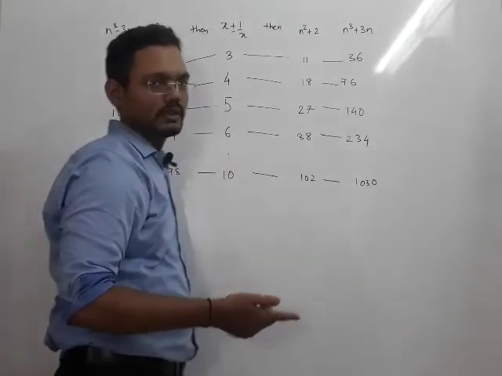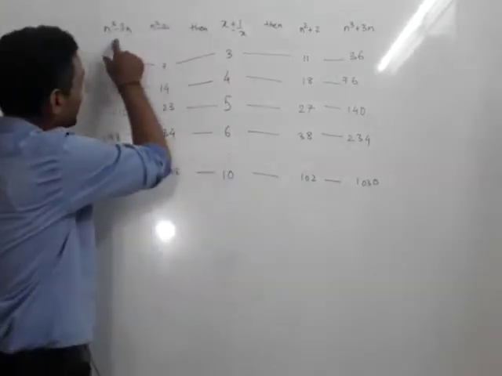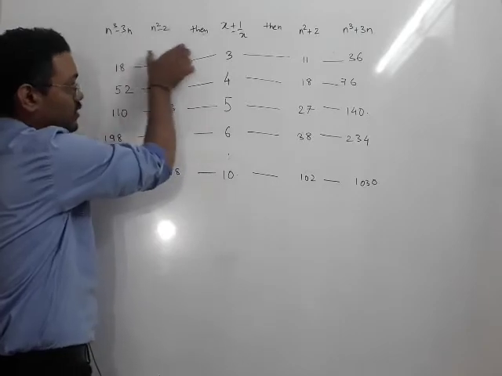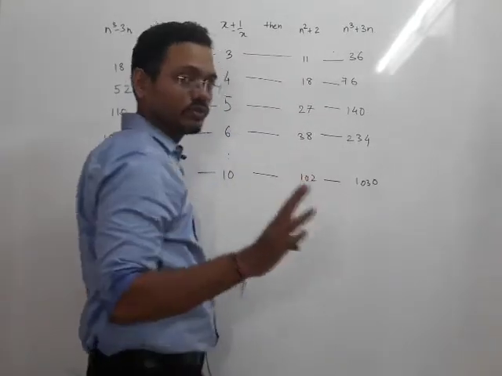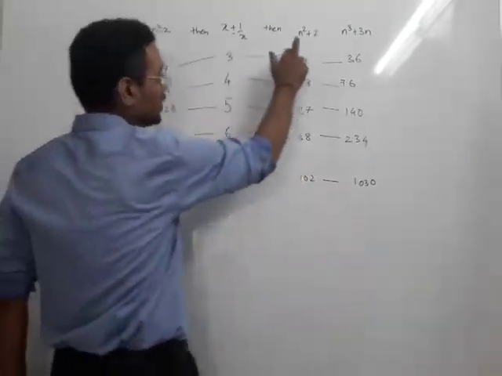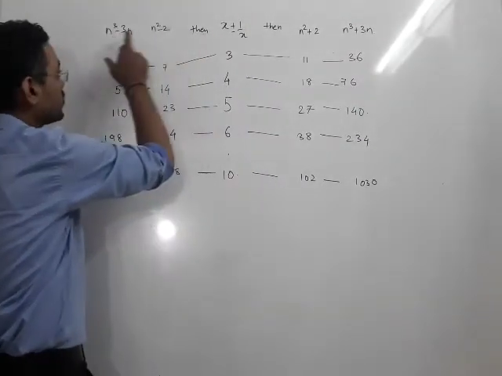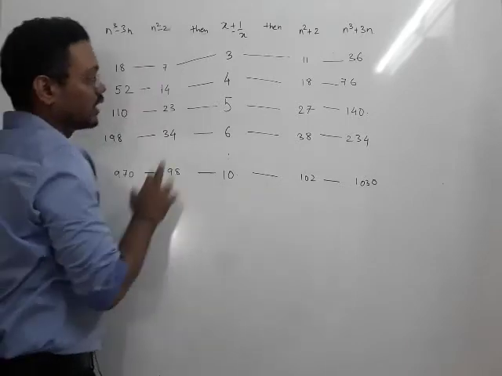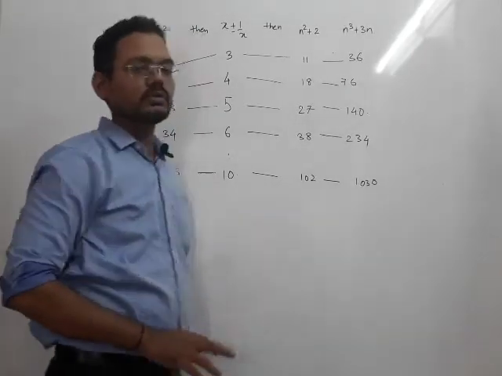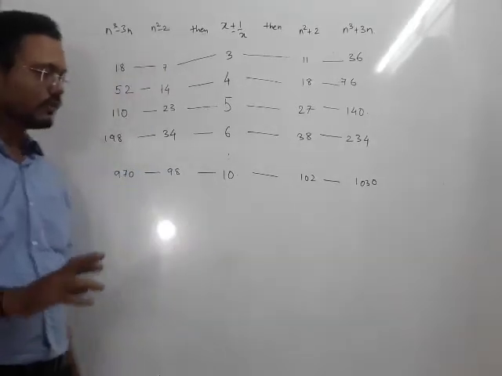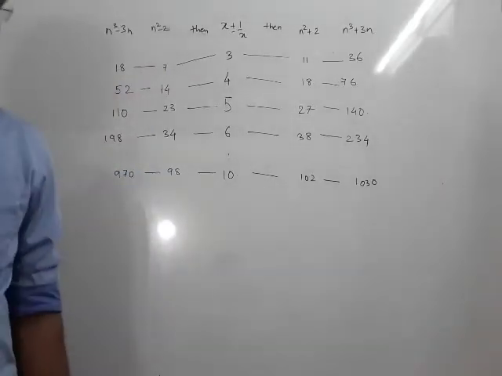Whenever any sum is applicable, if it requires n cube minus 3n, this is the structure. There are only 4 values which are possible: n square plus 2, n cube plus 3n, n square minus 2, n cube minus 3n. Only these 4 values are possible. We'll see it when we are solving the sums. For now, you just take a screenshot of this.